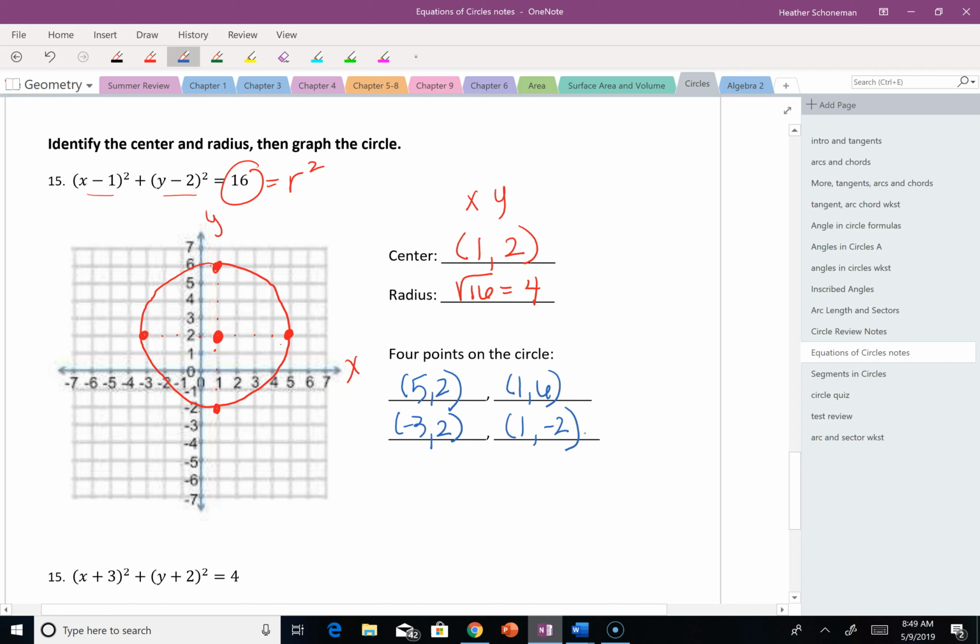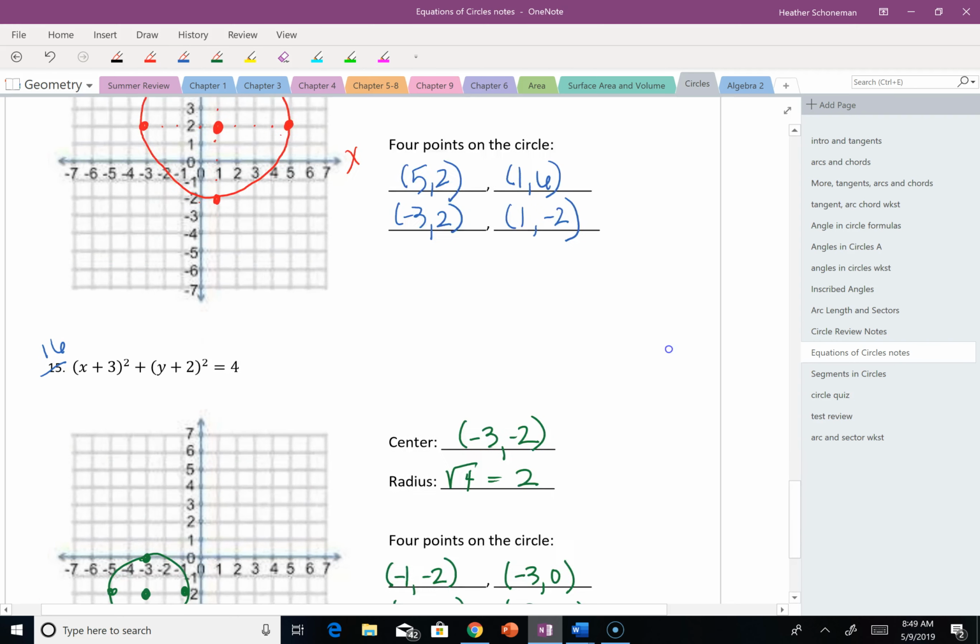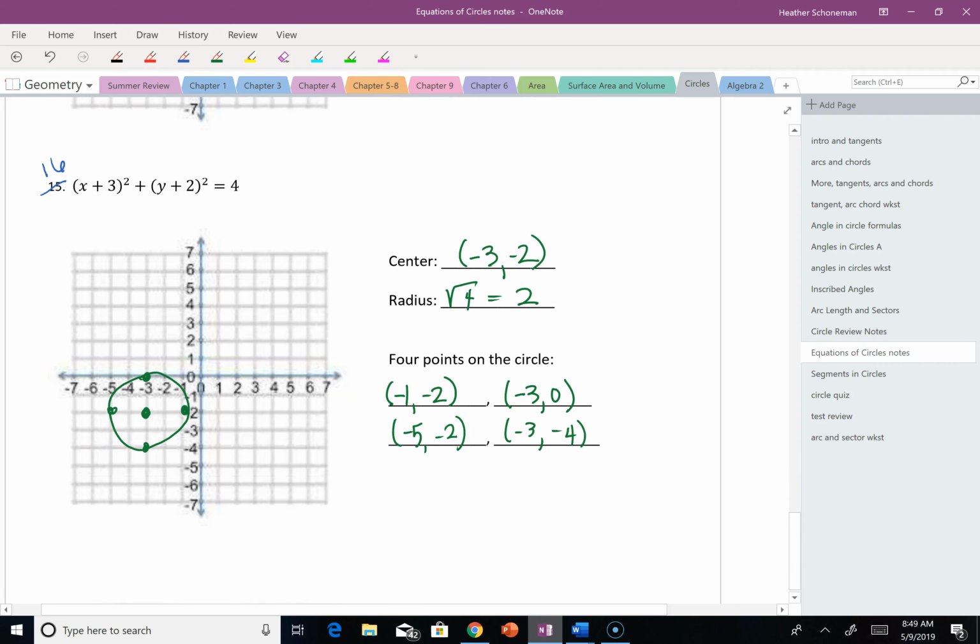Okay, pause the video and do number 16 on your own. Or I guess it's another 15. Okay, let's check your answers. So the center is the opposite, so that's -3, -2. The radius, this right here, is the radius squared, remember, so you have to take the square root to get 2. So starting at the center, -3, 2, I went up 2, right 2, down 2, and left 2. Connected the points, and these are the 4 points, and the order is not important, you just need those 4 points.